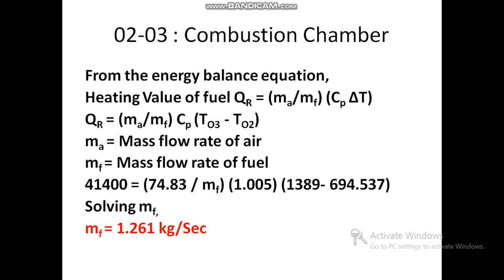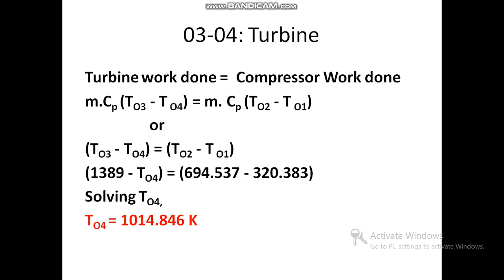Comparatively, the mass rate of fuel value is very low compared to the mass rate of air. In an ideal turbojet engine, the air to fuel ratio becomes 100:1. So we notice that the mass rate of fuel value is very much lower than the mass rate of air. The next one is called the turbine. Here I have mentioned the turbine work done is equal to the compressor work done. How does it come?